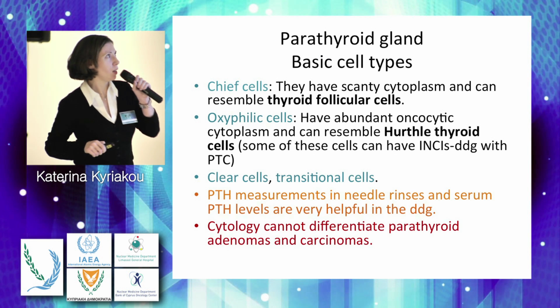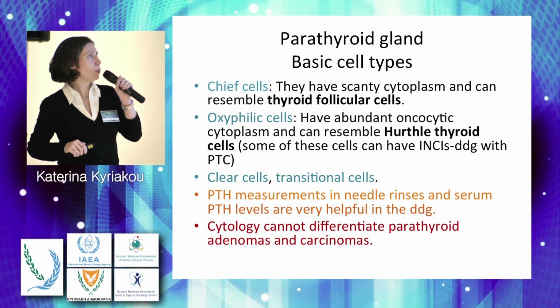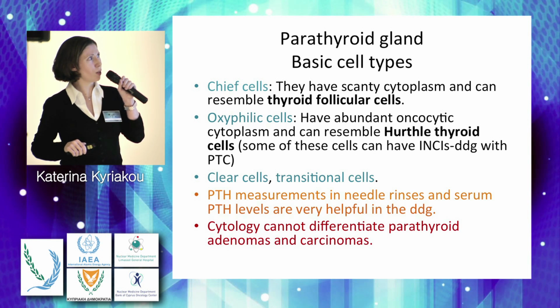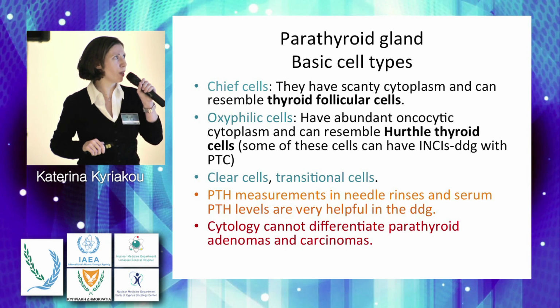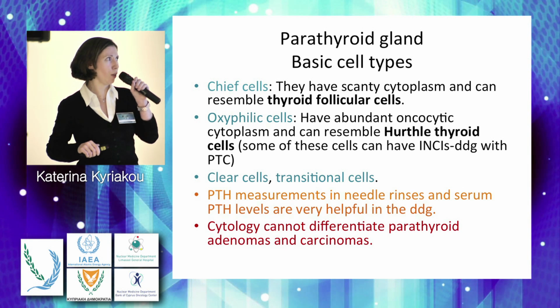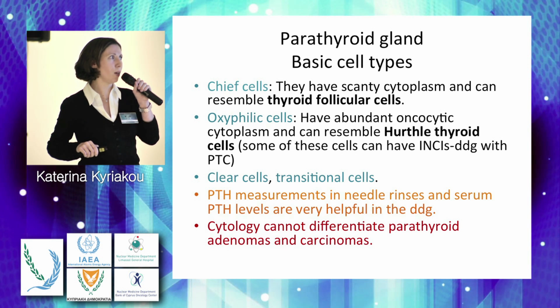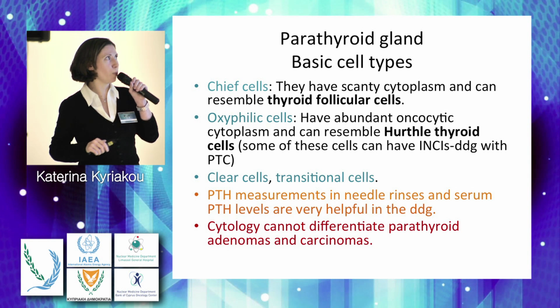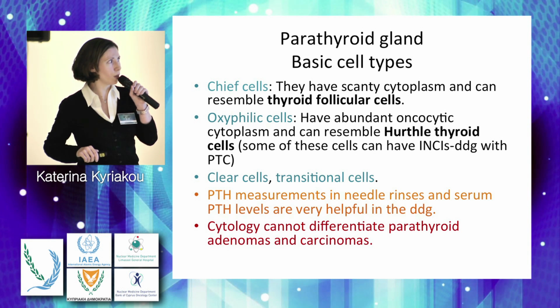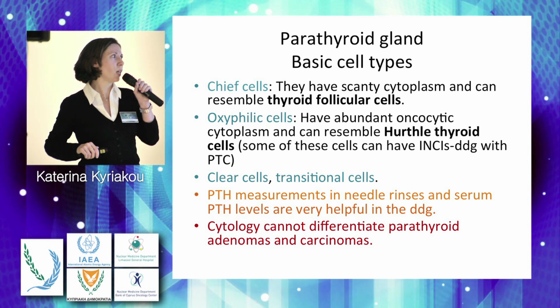And the last slide, the basic cell types. We have the chief cells, which have scanty cytoplasm, and they resemble thyroid follicular cells. We have the oxyphilic cells, which resemble the Hürthle thyroid cells. So it's very difficult to differentiate between thyroid and parathyroid. We have the clear cells and the transitional cells.